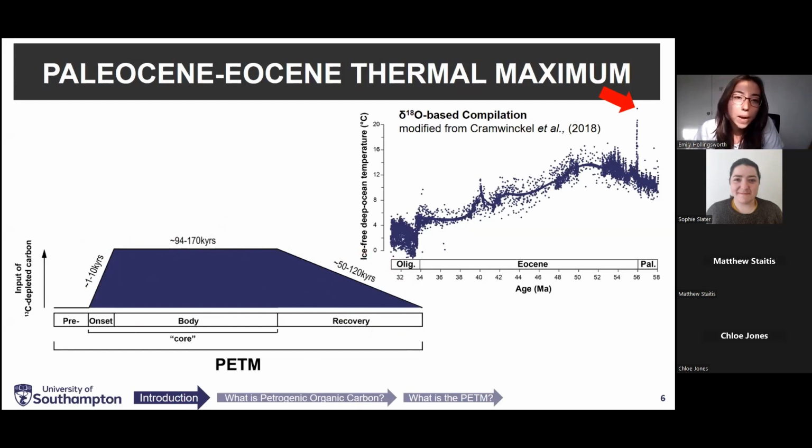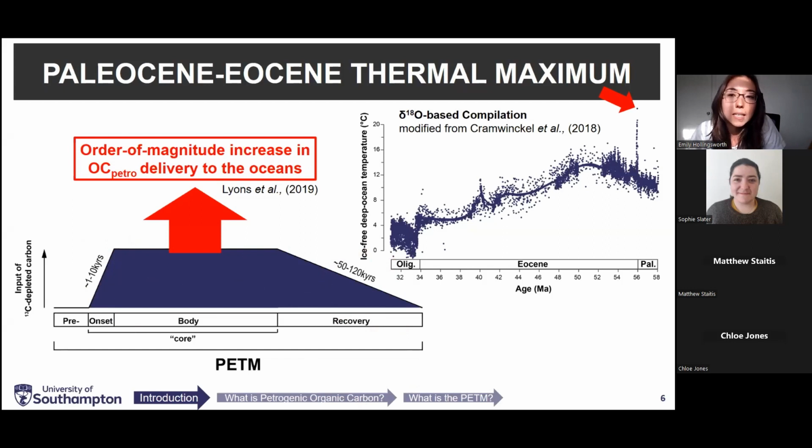But interestingly, about 4 years ago in 2019, this paper came out, and they found that there was an order of magnitude increase in OC petro delivery to the oceans during the body of the PETM. And they suggested that if some of this was oxidized, then it would have added enough CO2 to explain why the PETM went on for so long.